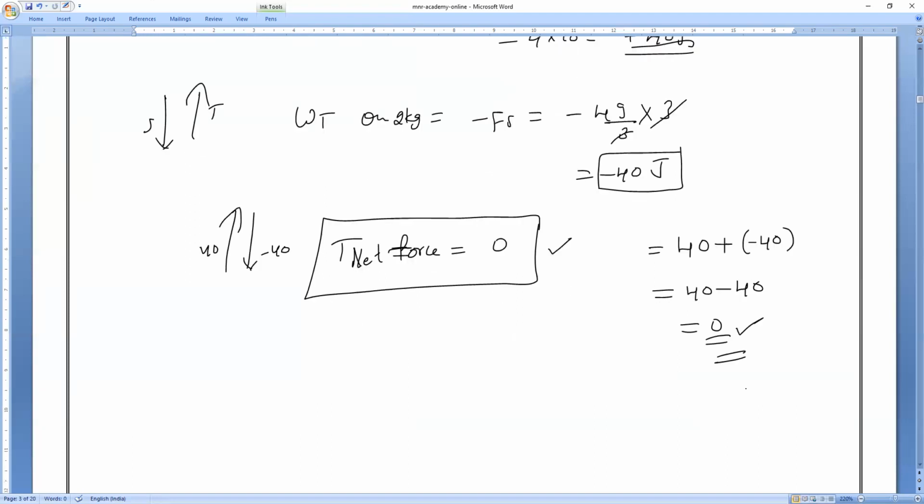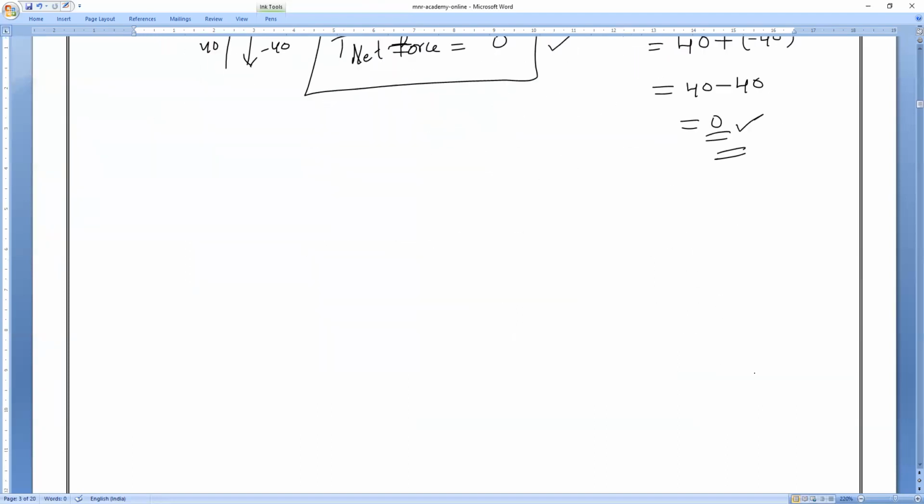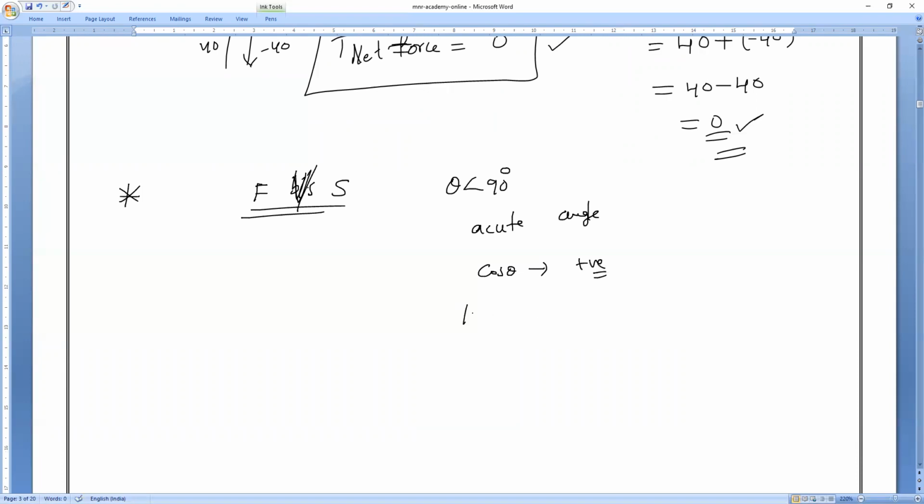Now, of course, we have some time, so all of you observe very carefully. If I take force and displacement, all of you remember that if the angle between force and displacement is less than 90, so it is an acute angle. What angle is it? Acute angle. So cos theta is always positive. So work done is also positive.